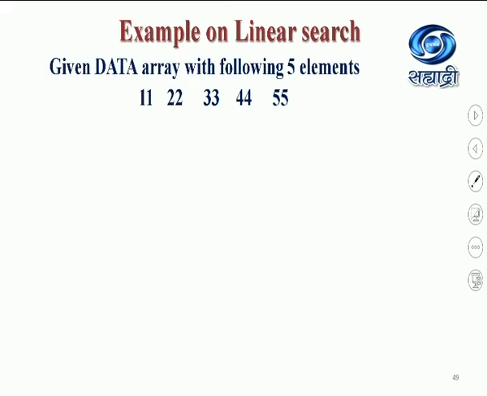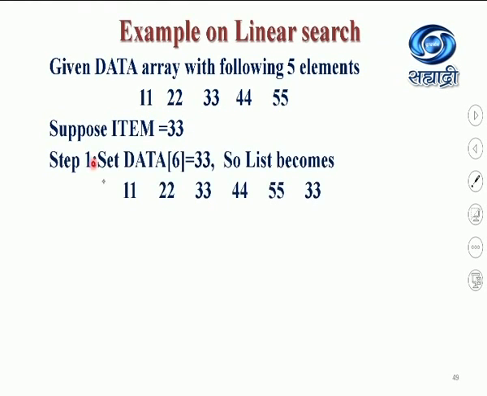For example, how can you perform linear search? These are the 5 elements, and out of these 5 elements, we are going to search whether an element is in the array or not. For that, step 1 is to set the element 33 at the n plus 1 location. So we set data of 6 equal to 33. Your list will become 11, 22, 33, 44, 55. This is the original list, and at the last plus 1 location we set the element 33, that is at the location data of 6.